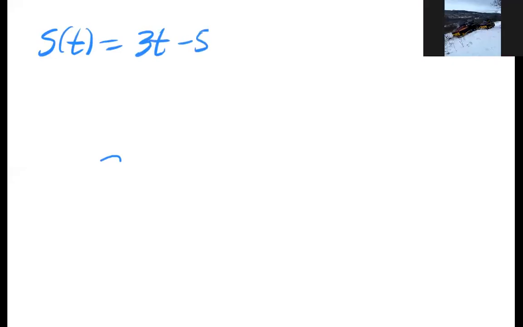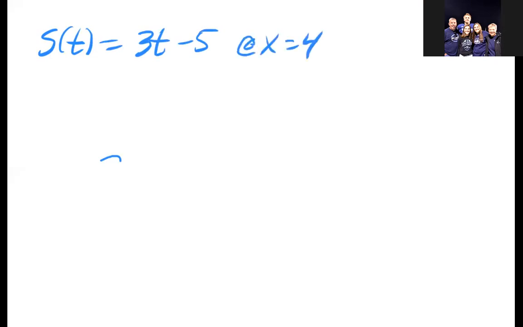So I'm going to expand a little more on this just to teach some of the material there. So, all right, we have S of t equals 3t minus 5, and we want to find the instantaneous rate of change at x equals 4. Now, instantaneous rate of change is a little bit different than slope. For example, this is what this line looks like, something like this.